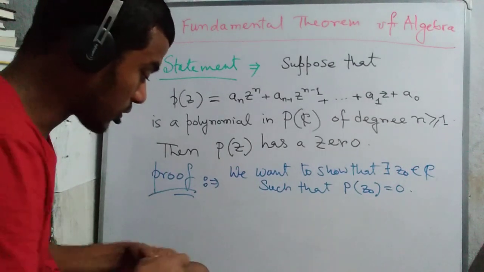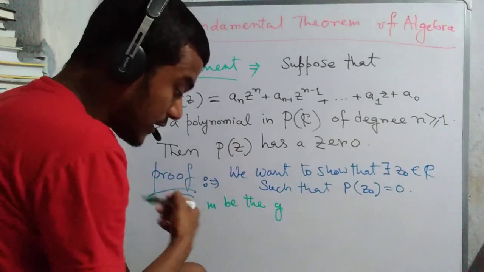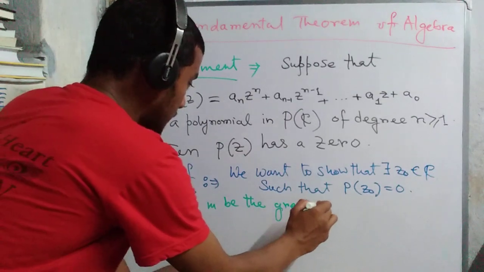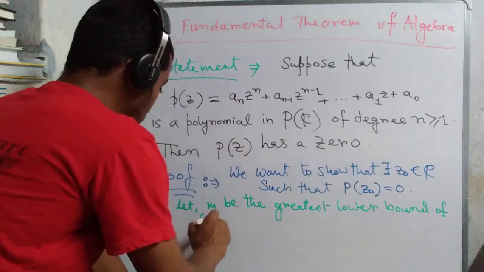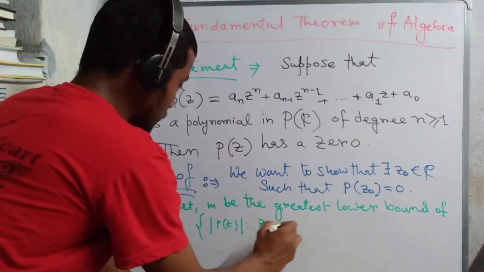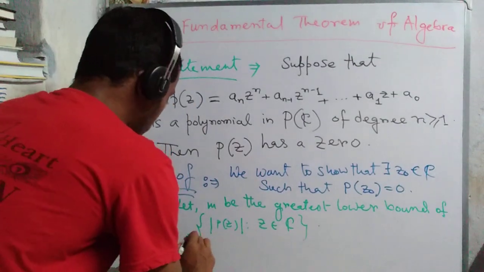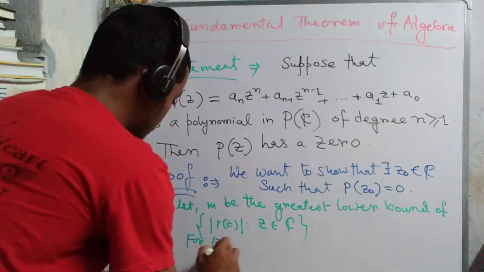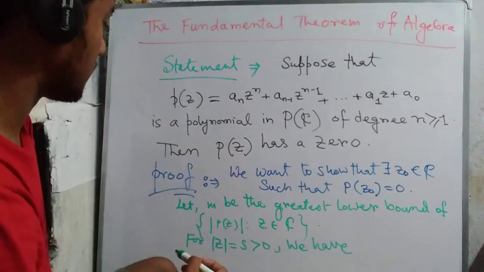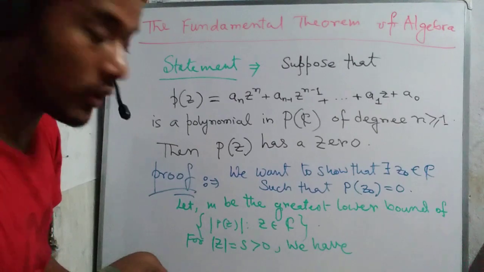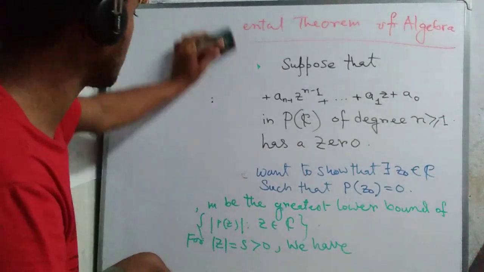So how do we handle this? We write it now. Let m be the greatest lower bound of the modulus of p(z), where z belongs to C. Then we proceed further: for |z| = a greater than 0, we have the following, which we write and discuss further.